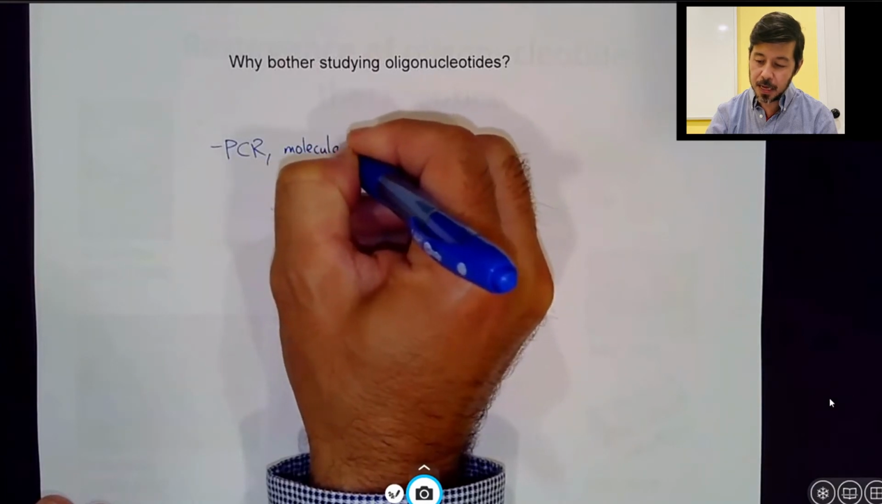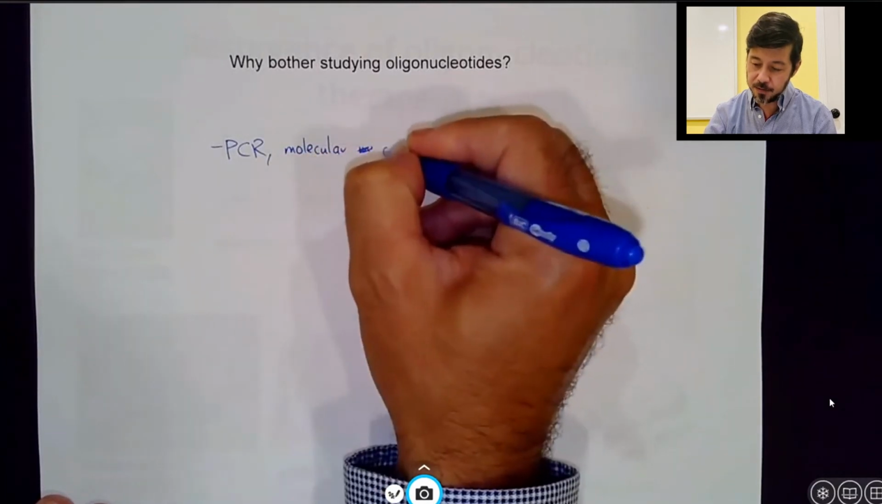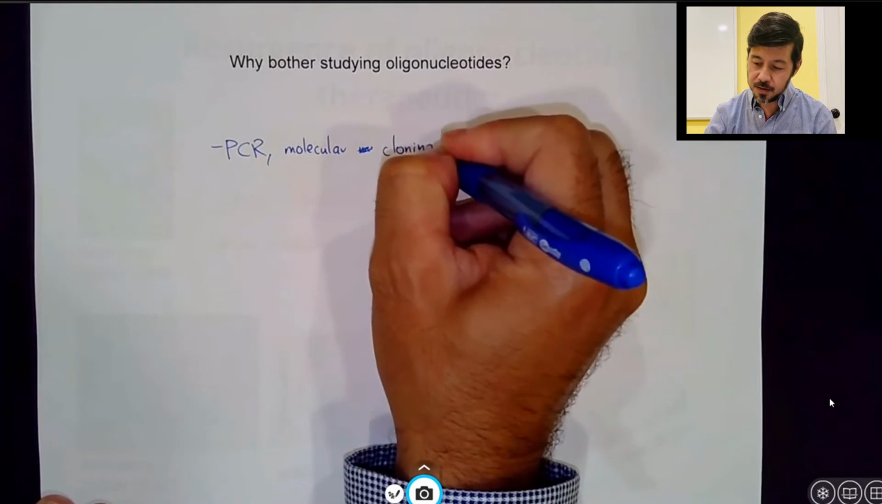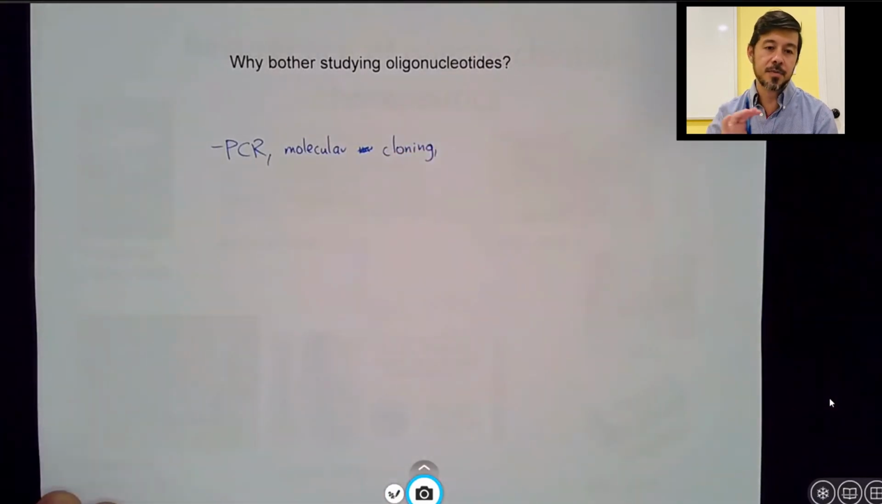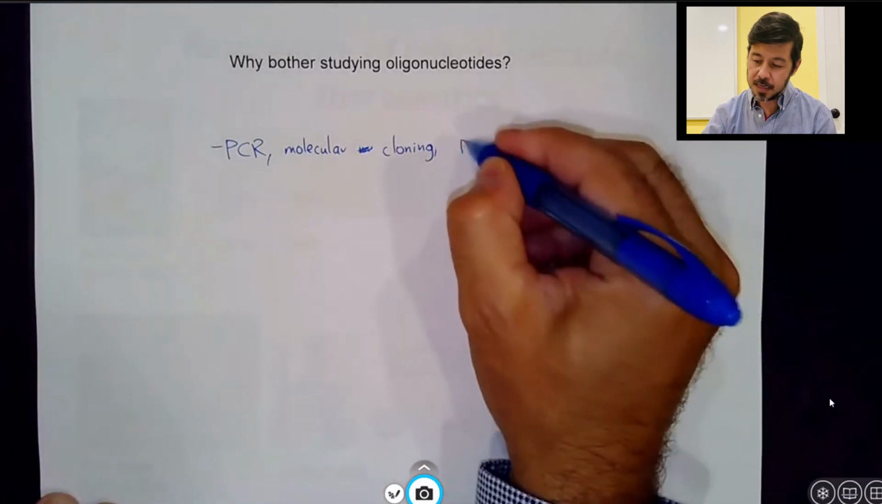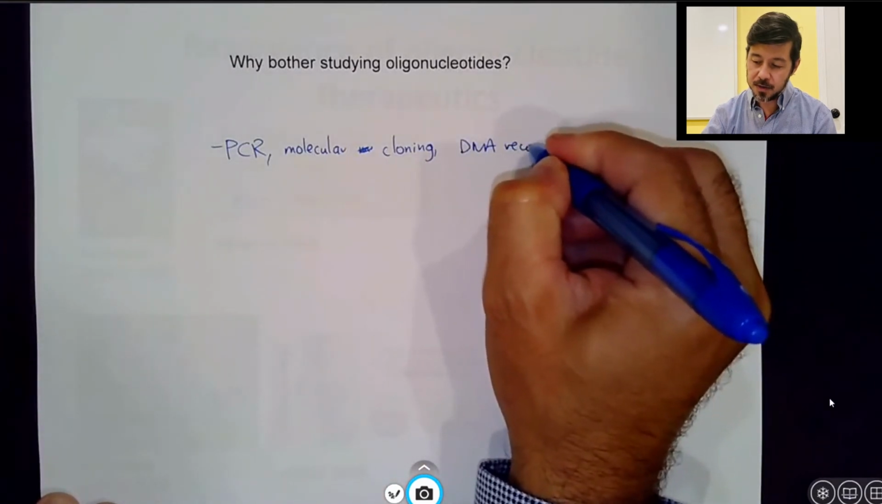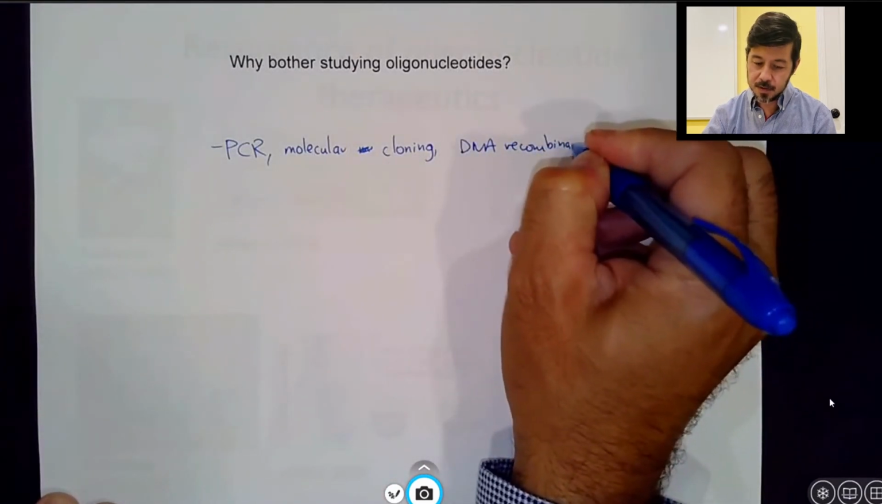It's also useful for molecular cloning. So if you're trying to express proteins recombinantly, you need a plasmid vector in order to generate your desired protein of interest. You're going to need oligonucleotides for that. So things like DNA recombinant technology.